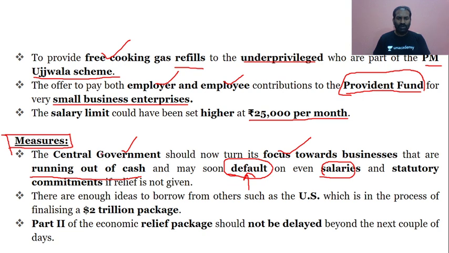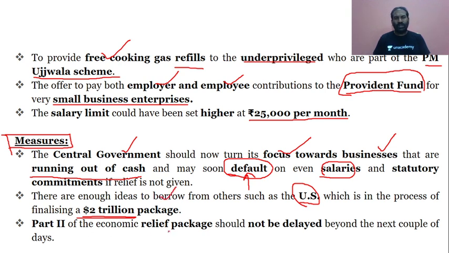So it is the need of the central government now to focus on the businesses, and there are enough ideas to borrow. That means if the central government is unable to pull in the money for all these exigencies or economic needs, then there is also a way that we can borrow from the US, because the US has come up with a package of 2 trillion US dollars, not for us but for them. So we can borrow from it.